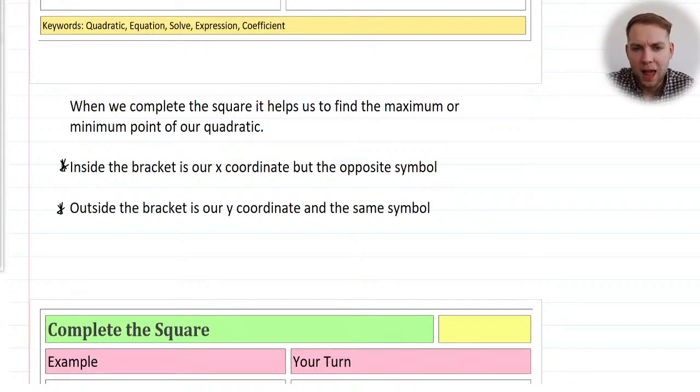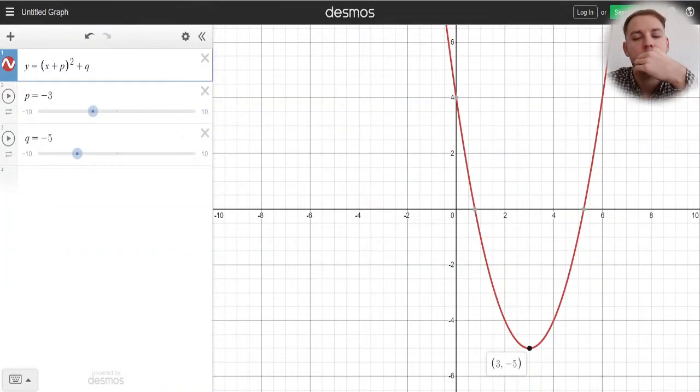Okay, so last lesson we had a little look at completing the square and we looked at the method. And then towards the end we looked at how this shows us the maximum or minimum point of our curve. So we said here if we got inside the bracket, it's the opposite symbol and it's our x-coordinate. So if you look here, this p is -3, but our x-coordinate is +3. And if it's outside the bracket, so this q, it's the y-coordinate and it's the same.